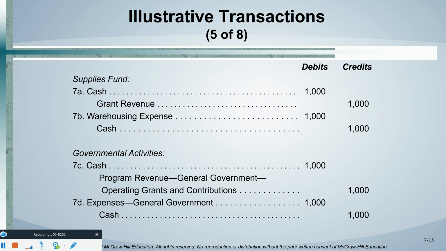Now at the same time that the supplies fund is recording journal entry 7A and 7B, we can see on the government-wide statements fairly similar journal entries. Just wanted to point out with 7C that all grants are considered program revenues. Remember, that is a very important thing with the government-wide statements. We should report our revenues as either program revenues or general revenues. And as we learned in an earlier chapter, all grant revenues are considered program revenues.